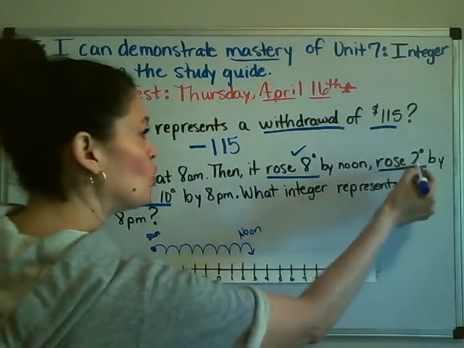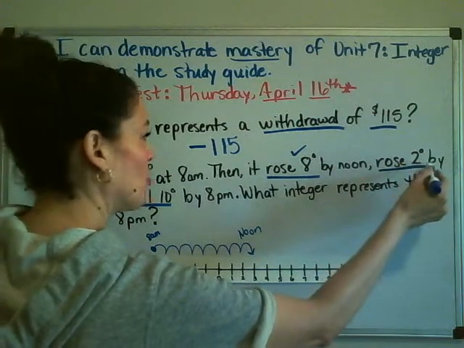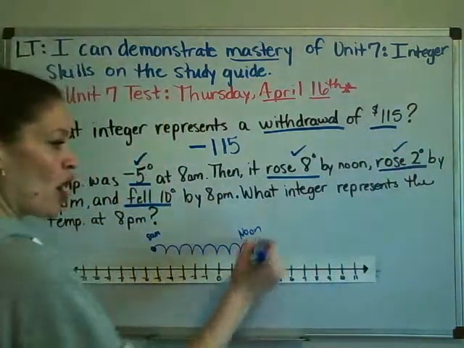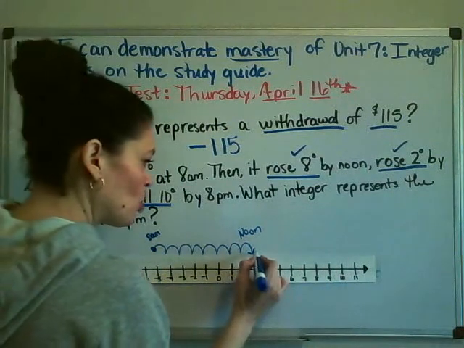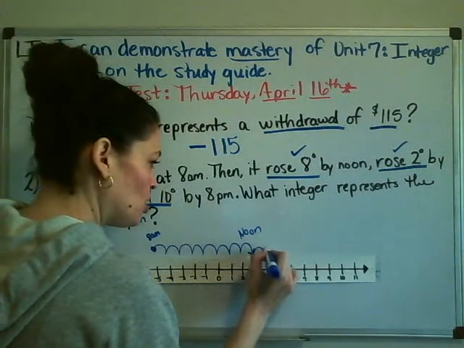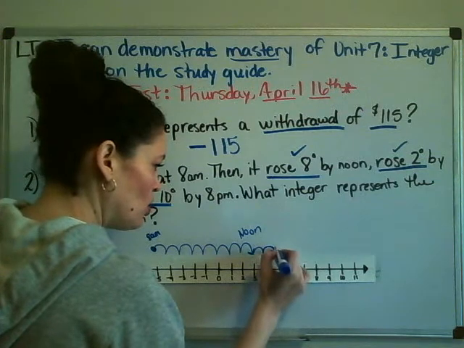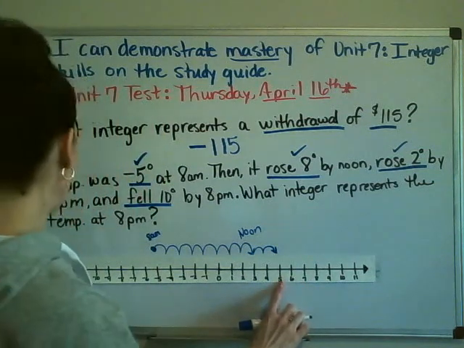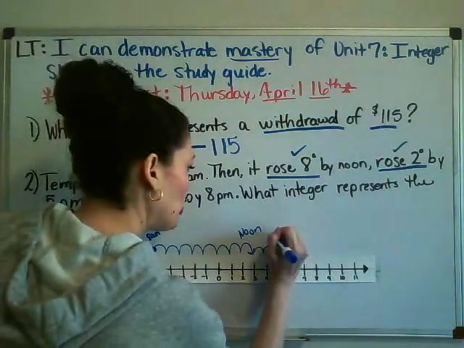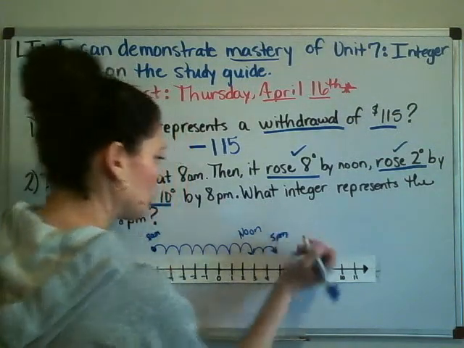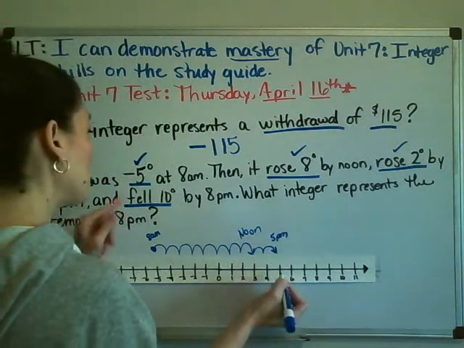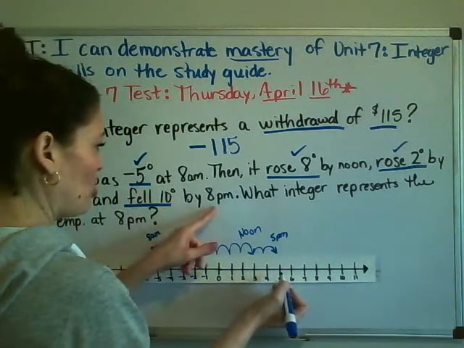It rose 2 more degrees by 5 p.m. So I'm going to make the temperature rise 2 more degrees. So I'm going to go 1, 2. So now I'm at 5 degrees, and that is at 5 p.m. Okay, so I'm right here, I'm at 5 degrees, and fell 10 degrees by 8 p.m.